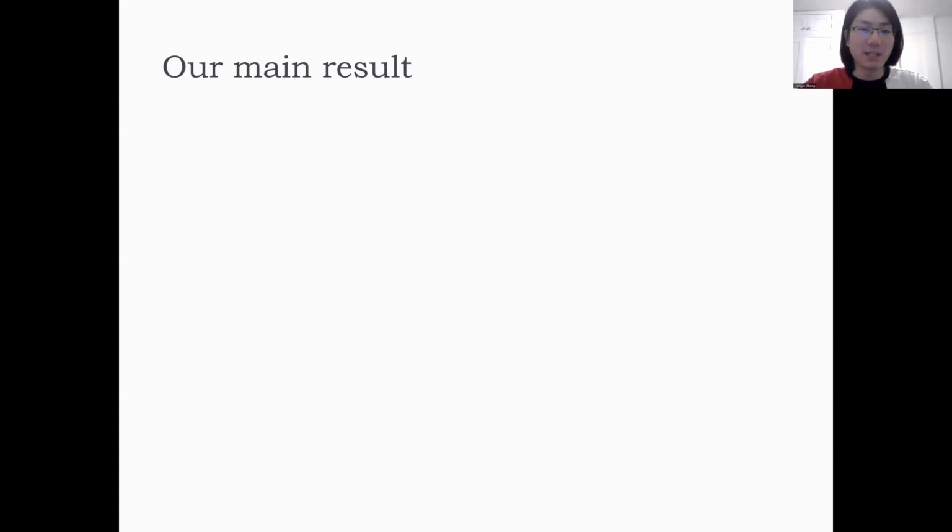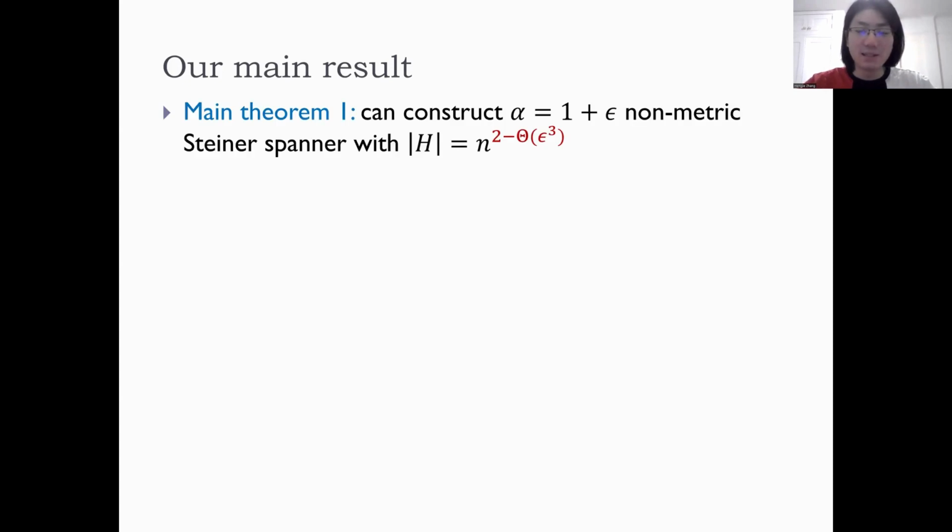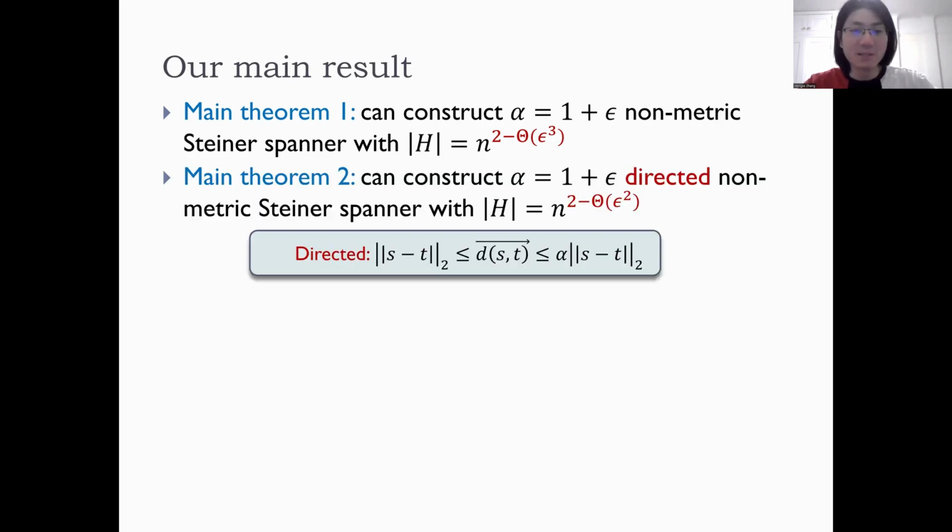Our main results show that if we allow this non-metric Steiner point, we can actually construct such a Euclidean spanner with 1 plus epsilon stretch and with a sub-quadratic number of edges. We save the epsilon cube from the exponent. And furthermore, if we allow directed edges, we construct a directed spanner, and we can further save an extra epsilon on the exponent.